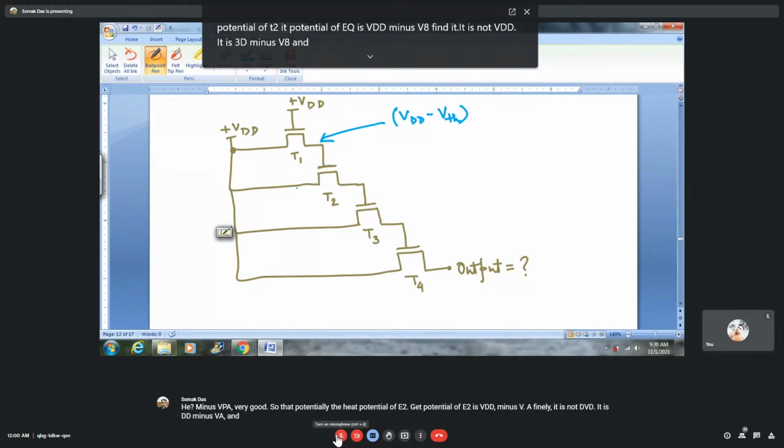And the source potential remains VDD for T2. So what is the drain potential? So you have to find out now the potential at this point.